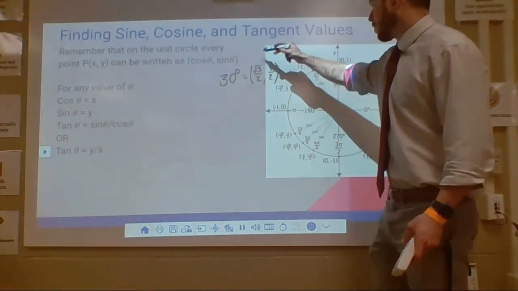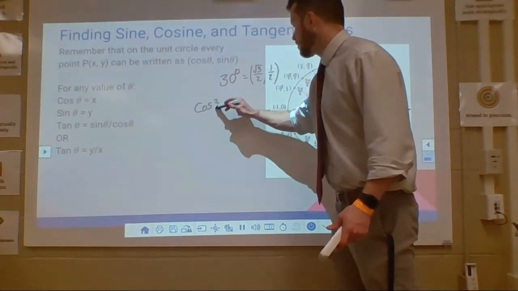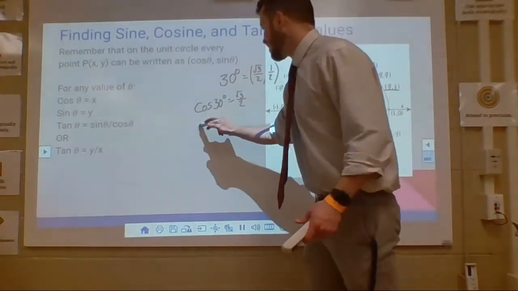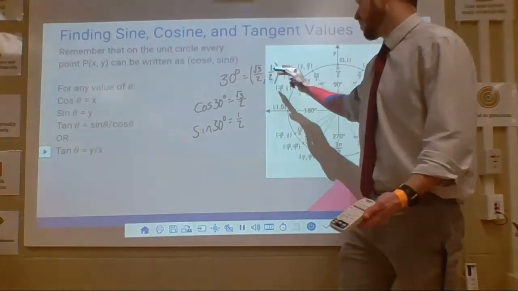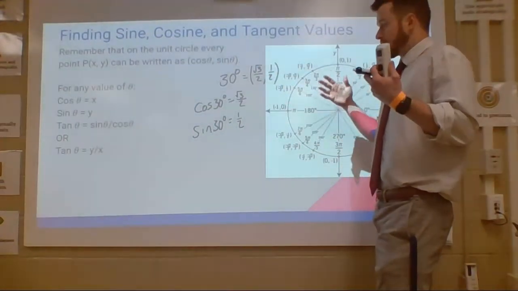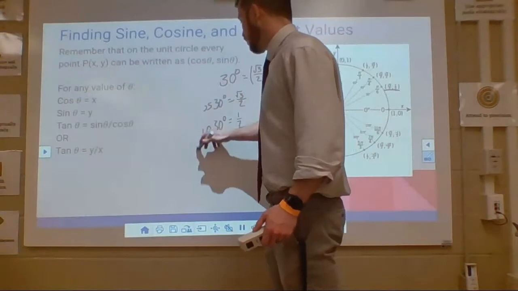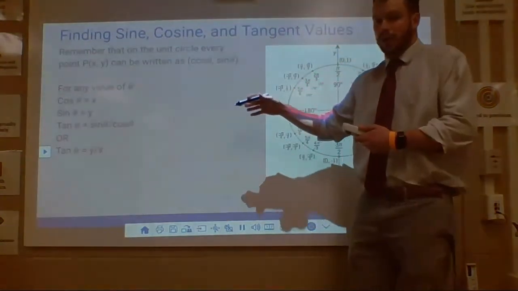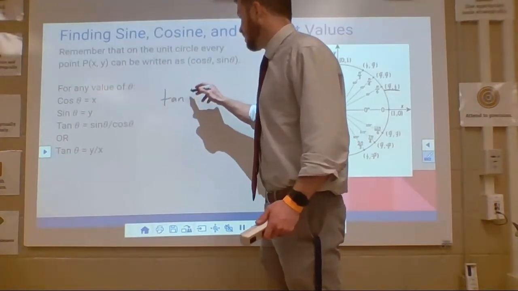Remember, the cosine value is the x value. So the cosine of 30 degrees is going to equal square root of 3 over 2. The sine of 30 degrees is going to equal 1/2 because it's the y value. So any of these angles has a cosine value and a sine value. They also have a tangent value. And we can say that tangent is sine over cosine, or y over x, because sine is y, cosine is x. Check this out. Here's why we can say the tangent is sine over cosine.